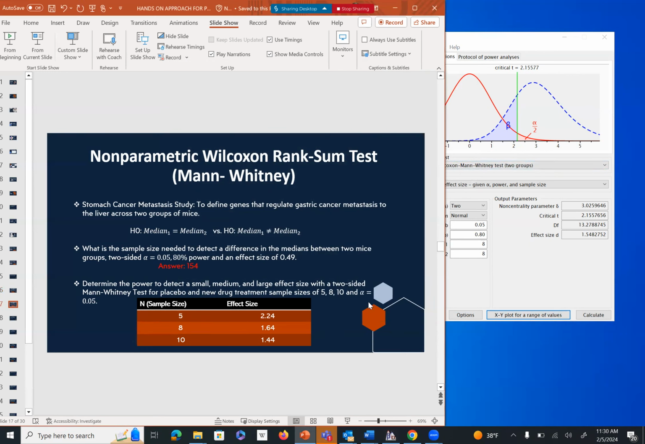And these are the values to detect a small, medium, or sample effect size based off of 5 samples, or 8, or 10 per group.